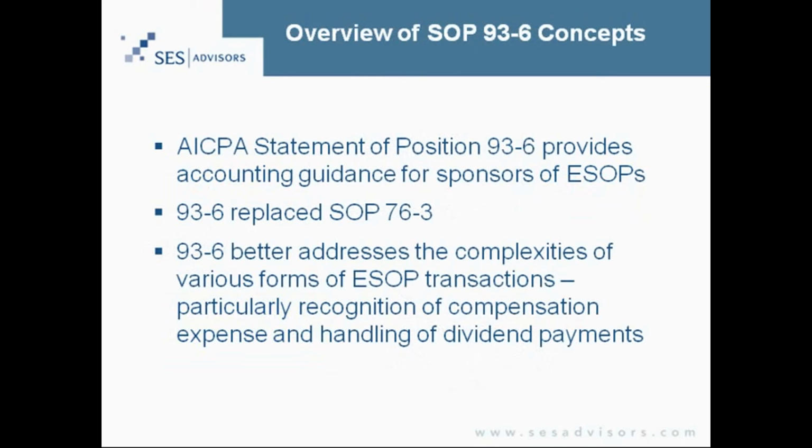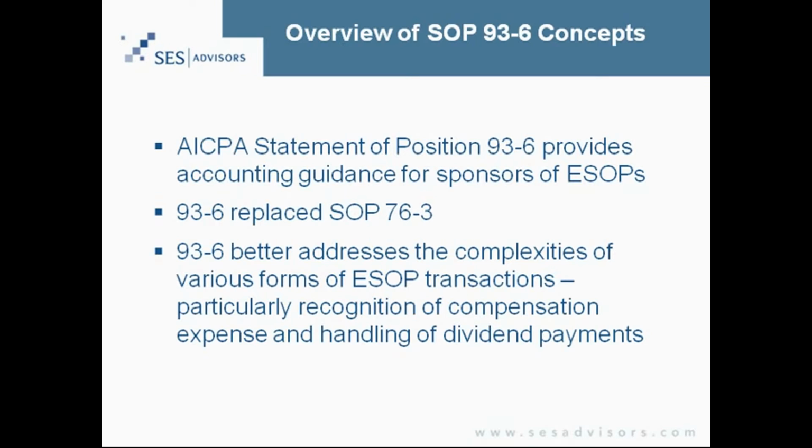So a few things that we want to discuss in SOP 93-6 conceptually. Of course, the AICPA Statement of Position 93-6 gives us guidance on GAAP for sponsors of ESOPs. So this is really, if you will, our ESOP accounting Bible. I definitely would recommend, if you have clients that have ESOPs or if you're an ESOP company, it's not a bad idea to go on AICPA's website and get a copy of the SOP.